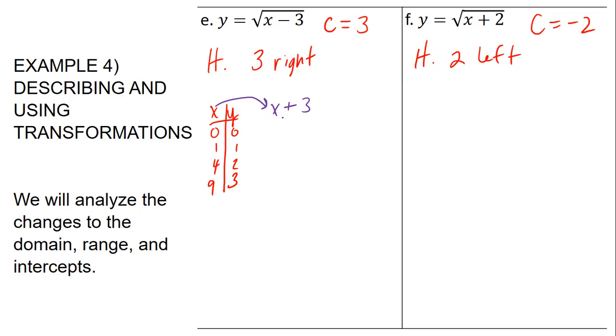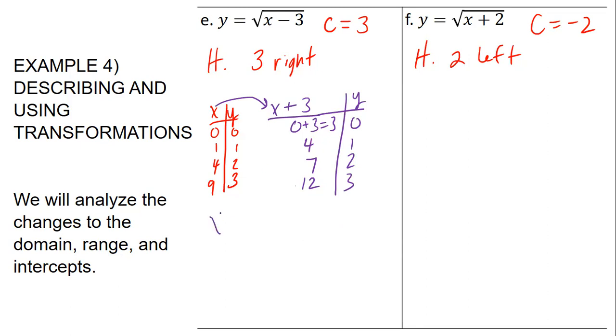So my new x values are 0 plus 3 is 3, 1 plus 3 is 4, 4 plus 3 is 7, 9 plus 3 is 12. These are my new starting points. Does that make sense? But did my y values change? No, my y values are still 0, 1, 2, and 3. That's what's happening graphically. I'm taking this graph and I'm fully shifting it to the right. Okay, so I can describe what's happening.